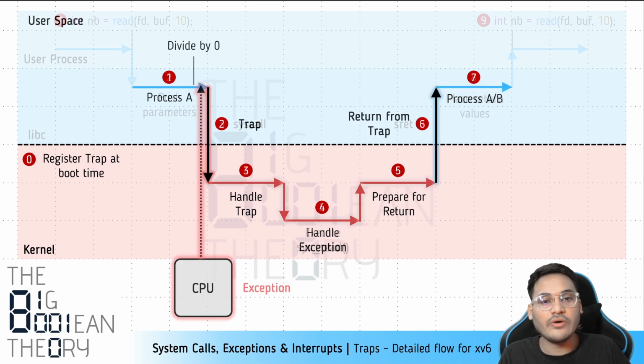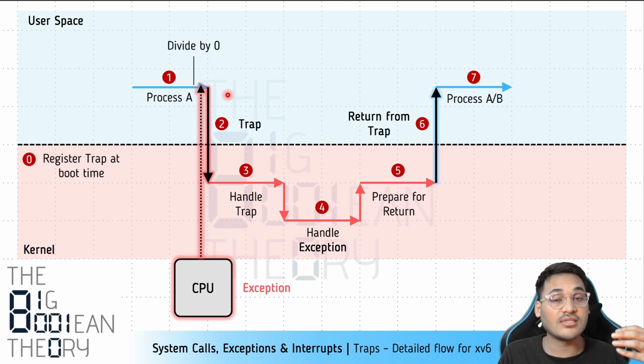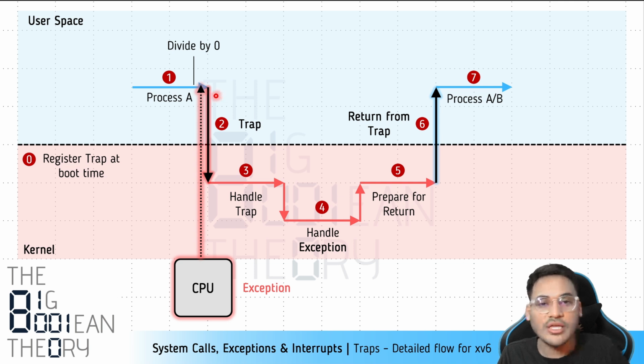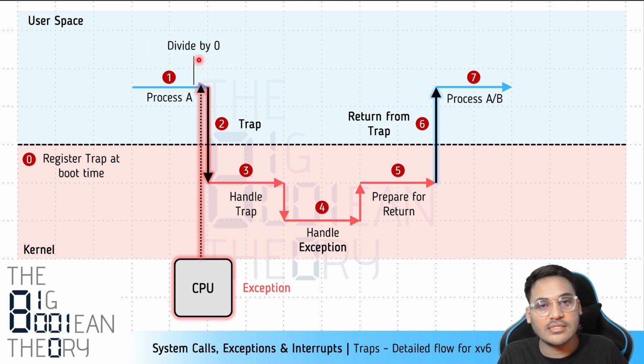Now let's shift our attention to the flow of exceptions. This is a diagram which illustrates how exceptions are handled, right? Again, once the CPU detects an exception, let's say the user process does some kind of error. In this case, let's say it tries to divide by 0. Once the exception has occurred, again the hardware generates a trap, and the CPU immediately transfers the control from the user process to the kernel.